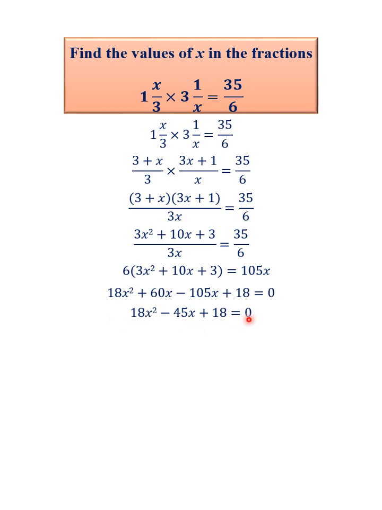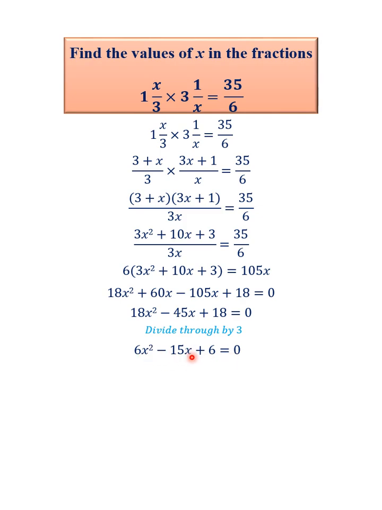If you look at this, there is a common factor. So let's reduce this further by dividing through by the common factor, and that common factor is 3. So if we divide through by 3, we are going to have 6x squared, 18 divided by 3 is 6, minus 15x, 45 divided by 3 is 15, plus 6, because 18 divided by 3 is 6. And of course, 0 divided by 3 will also give us 0. Now we have a proper quadratic equation.